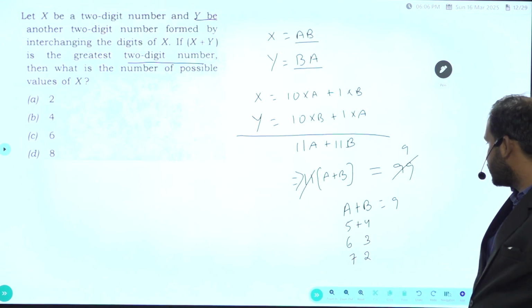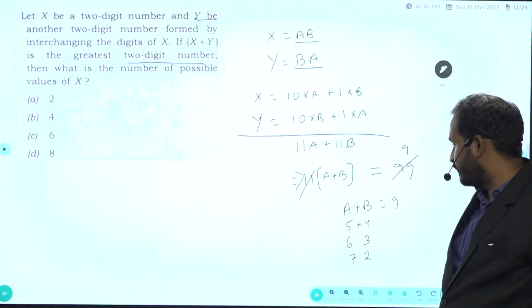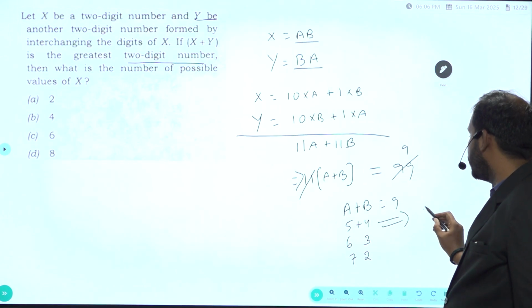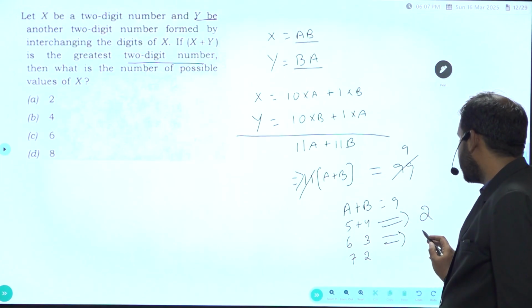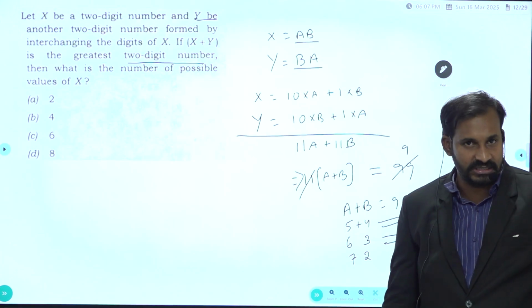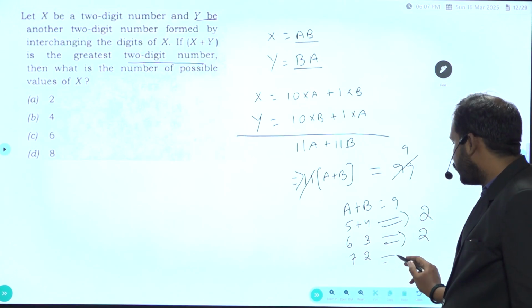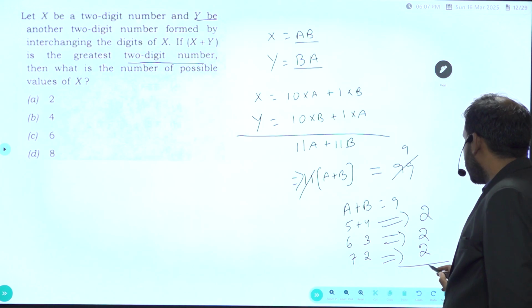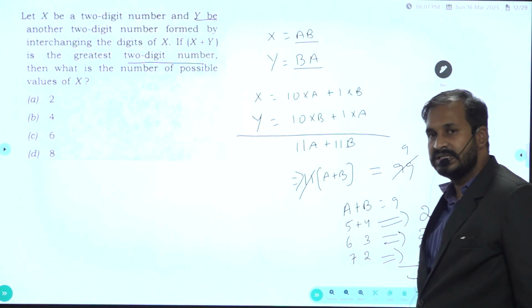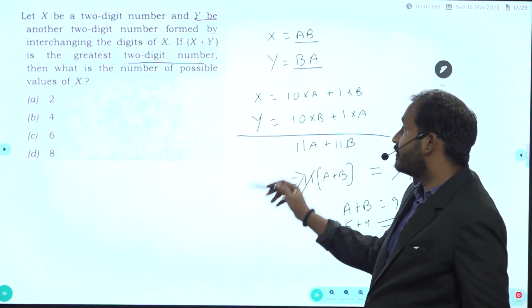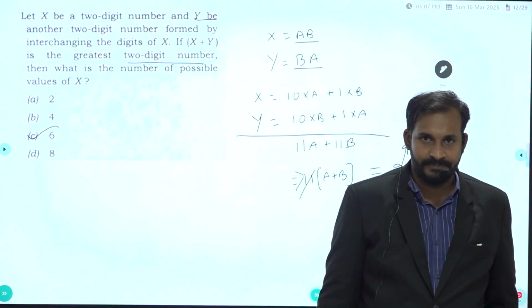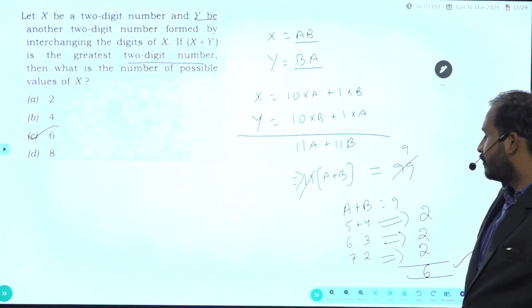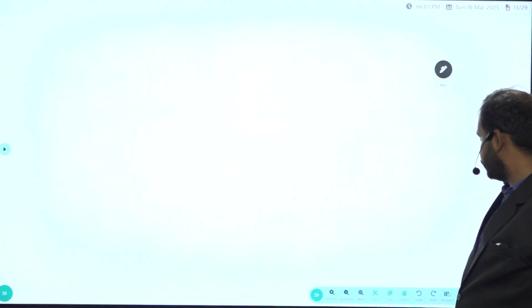So, in total how many chances do we have? 5, 4, 6, 3 and 7, 2. With 5, 4, I can form 2 numbers, right? 54 and 45. With 6 and 3, I can form 2 numbers, 63 and 36. With 7 and 2 also, I can form 2 numbers. So, overall, how many numbers can I form here? 6 different numbers. So, the number of possibilities for the value of X is 6. Okay. Next one.